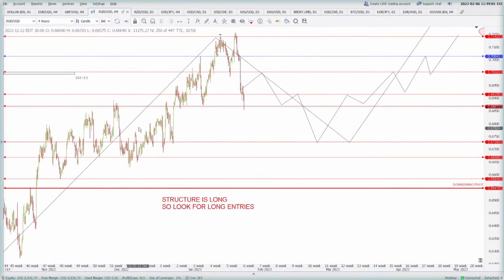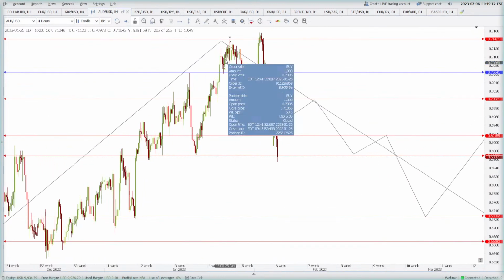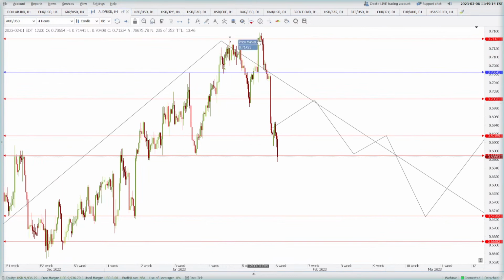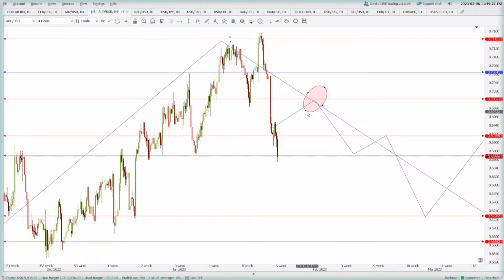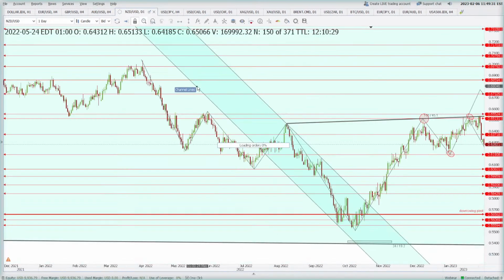Now here I was saying structure is long, look for long entries. I'm just removing this so that you don't have any confusion. Now the structure, at least on the 4-hour, is down. All right, after making this, between these two highs, this was the lowest low and this is broken now. So look for this area as the fresh area of resistance, and if the price goes to this area, that should be taken as a selling opportunity in the Australian dollar.